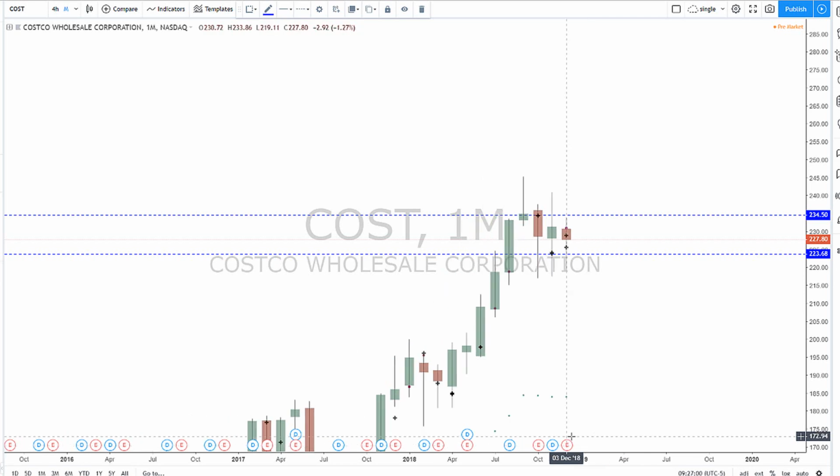On the monthly view, you could see there's a multiple time frame support right here the month before. So if you're an aggressive trader, you can go bullish on this. If you're conservative, you're just going to walk away, because the weekly is giving you a lot of confusion and mixed signals as it is.